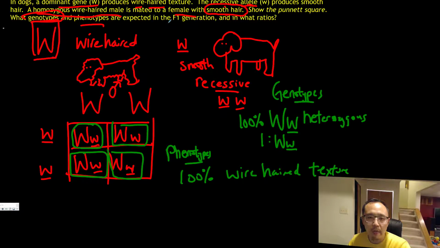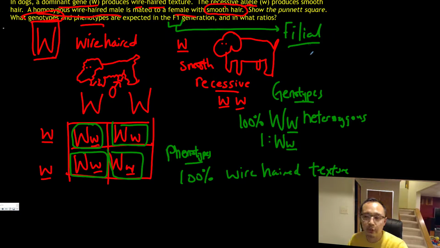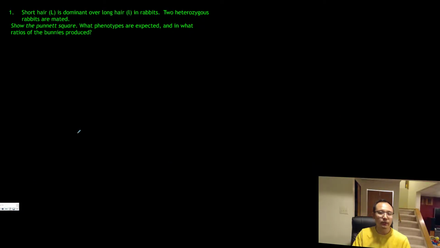Oh, and this says F1 generation. F means filial. That means your generation, the first generation. This is your family first generation of the offspring. The next question, let's read this one together. I'll give you, you can pause it and give it a try.